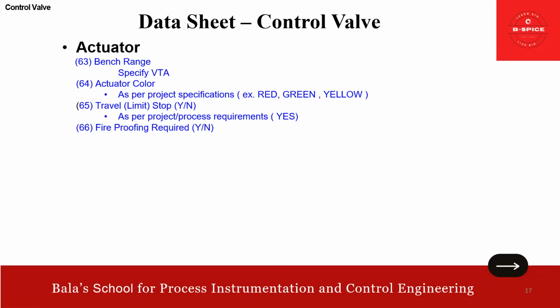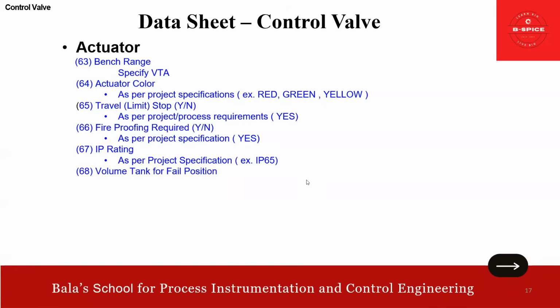Okay. Then fireproofing requirement. This also purely depends on the project requirement, exclusively the HSE, health and safety requirement. So basically you need to refer to the HSE specification requirements for this. In this case, I put yes. Then IP rating as per project specification, I just put typical 55 or maybe 66. Yeah, all these things.